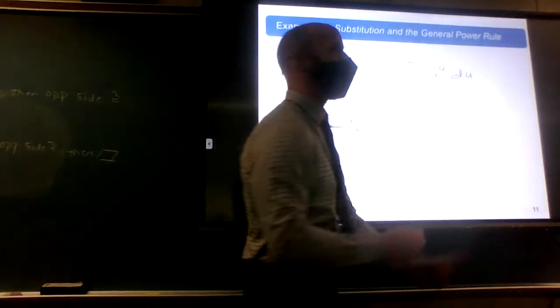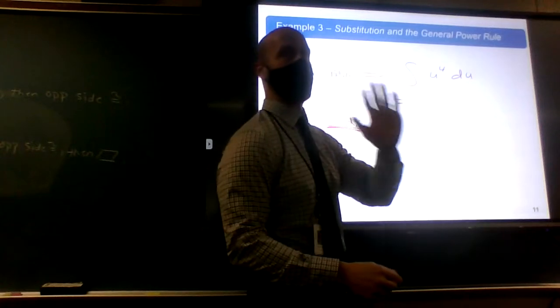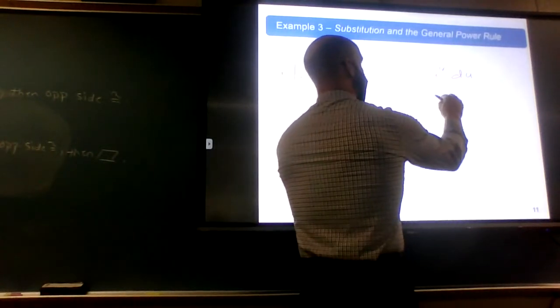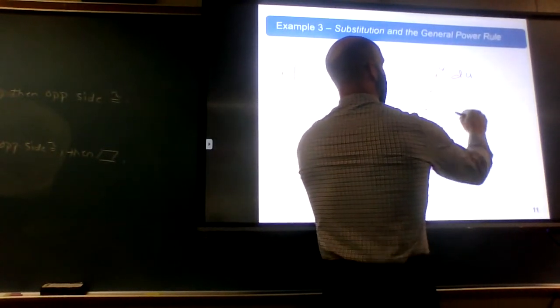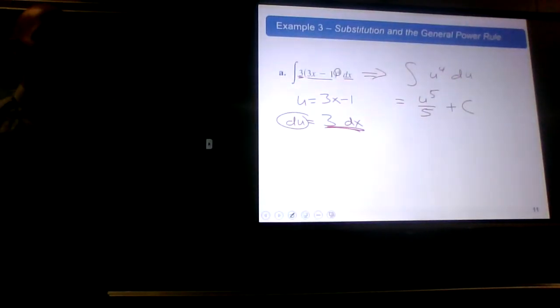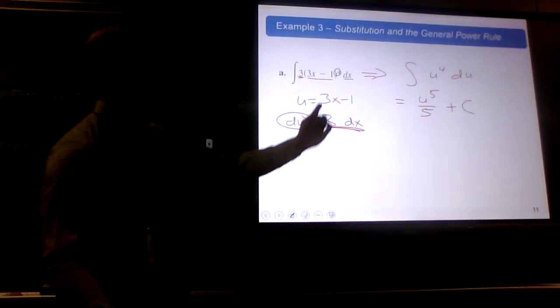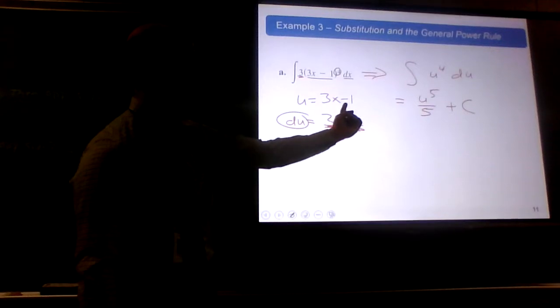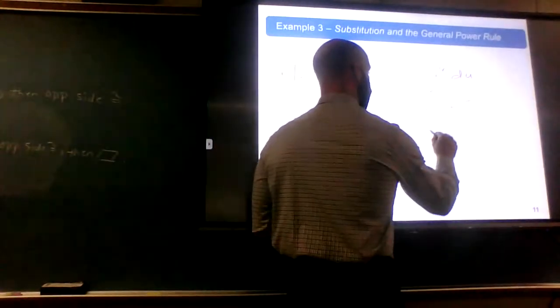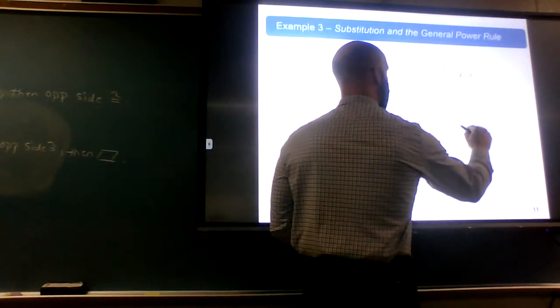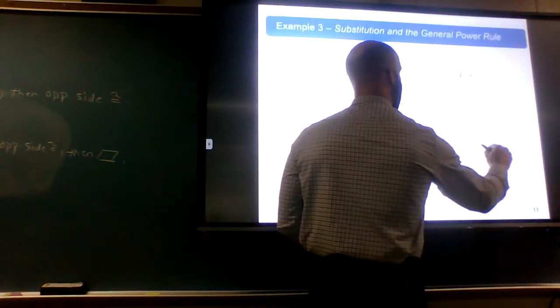So I'm going to use my power rule. I'm going to add 1 to the 4, which makes it u to the 5th over 5. That's our power rule, plus c. Last thing, change the u back to 3x minus 1. So it's 3x minus 1 raised to the 5th over 5 plus c.